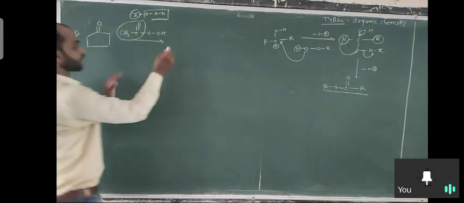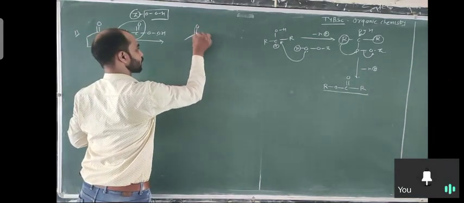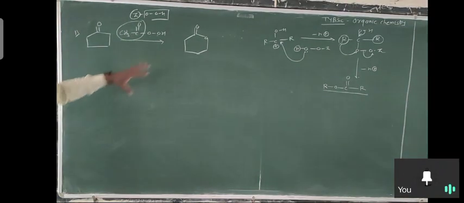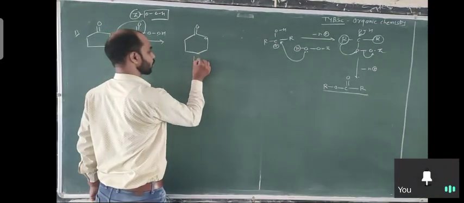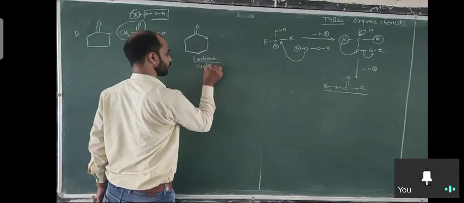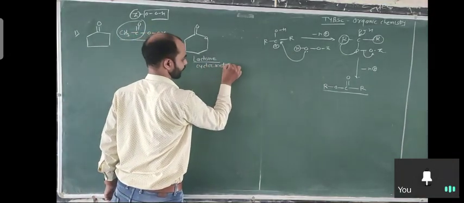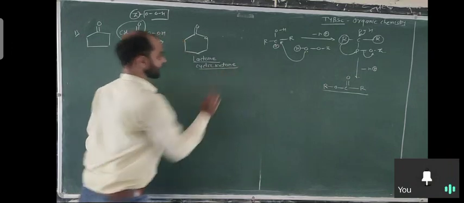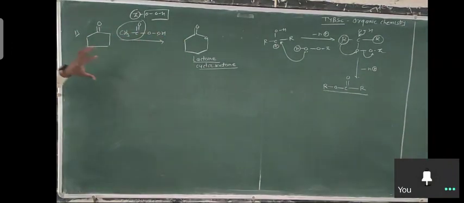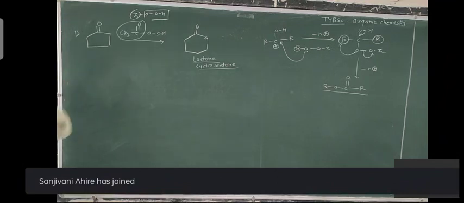It will be converted into this product. It is the lactone. A cyclic ester is called a lactone. So this is the reaction. What happened here? It is a ring expansion.